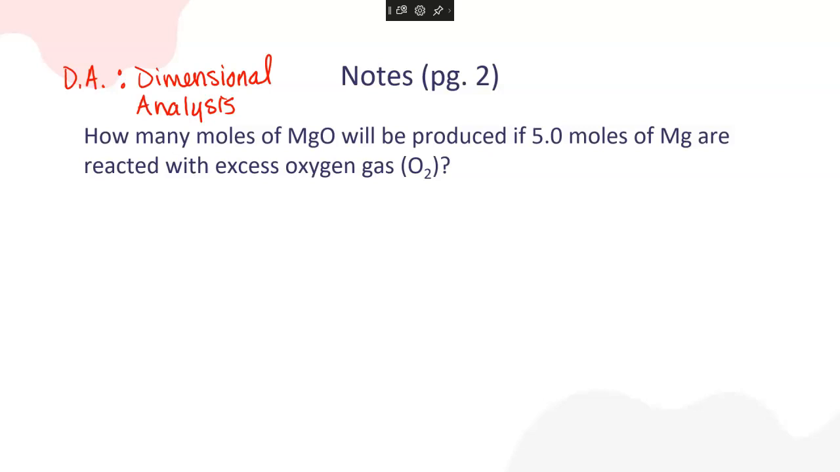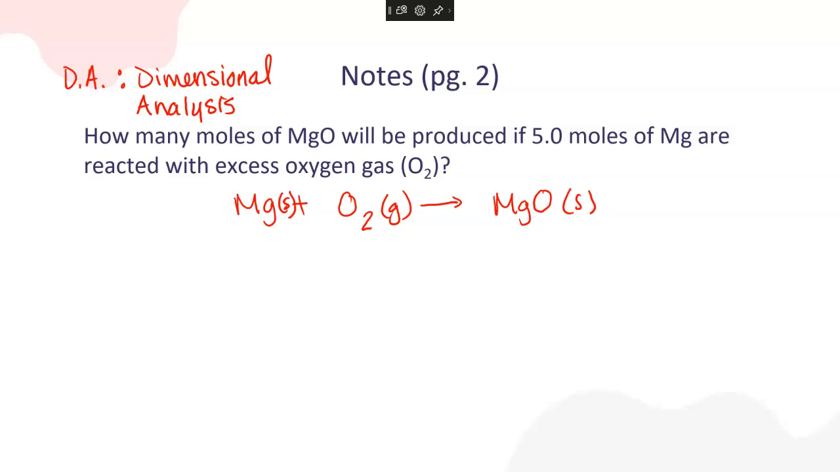Okay. So for this first one, how many moles of magnesium oxide will be produced? So it's telling me I'm going to make magnesium oxide. If 5 moles of magnesium, so that's one of my magnesiums, is reacted with excess oxygen gas. So I could put states of matter, right? This is probably a solid. That's probably a solid because there's no liquid in there.